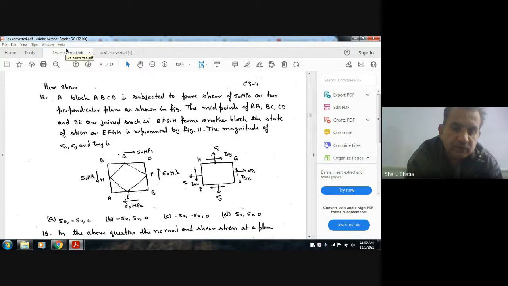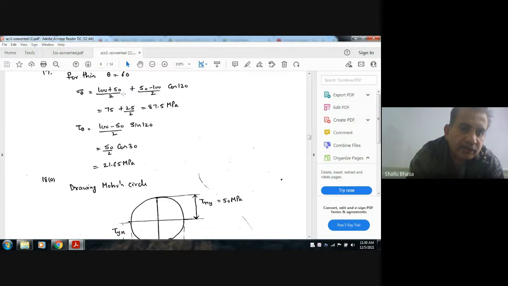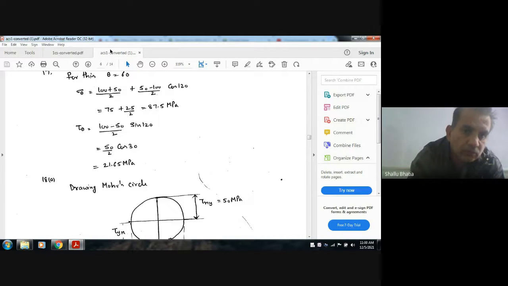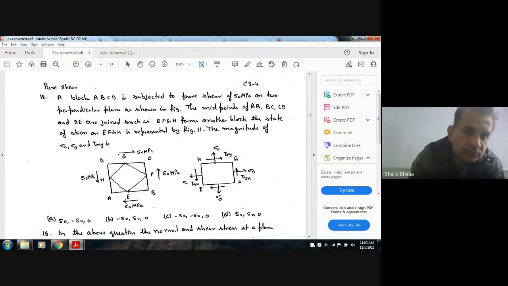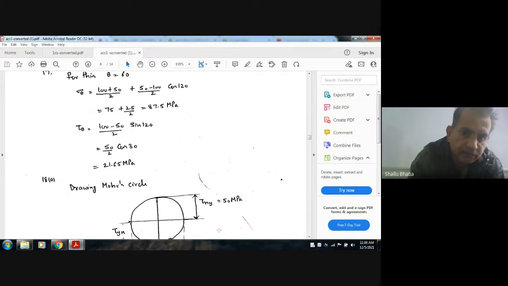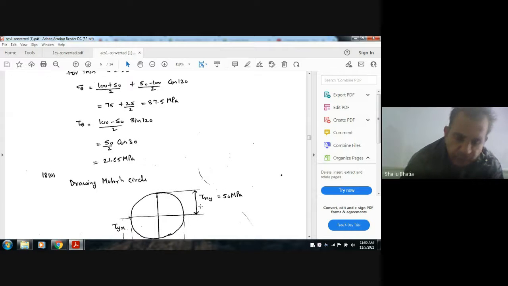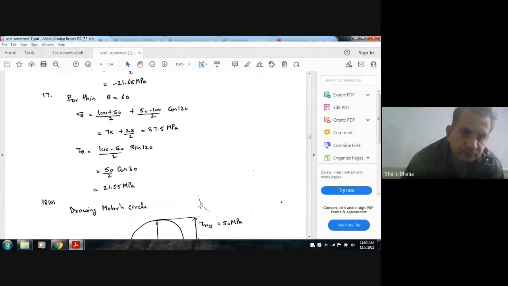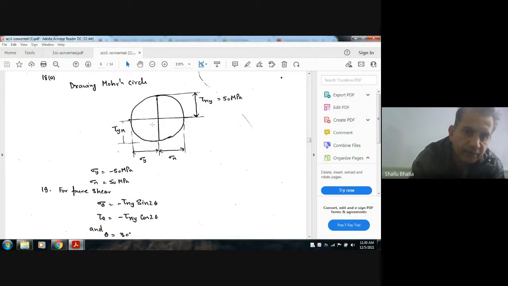Options: A, 50, minus 50, and 0. B, minus 50, 50, and 0. C, minus 50, minus 50, 0. D, 50, 50, 0. If we draw the Mohr circle for the first case, we take this as tau xy and this as tau yx. This is clockwise, so we draw it as clockwise 50 MPa. The other is anti-clockwise, so for yx we draw minus 50 MPa.